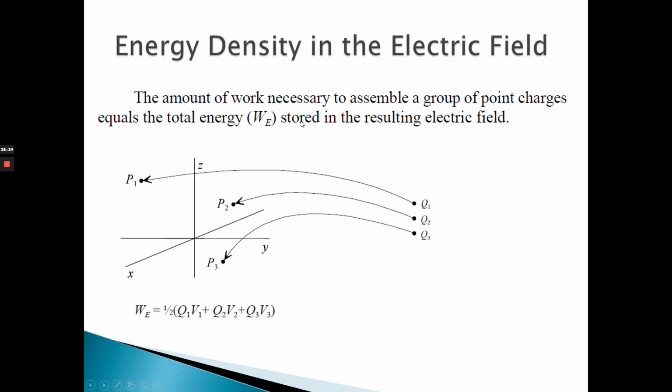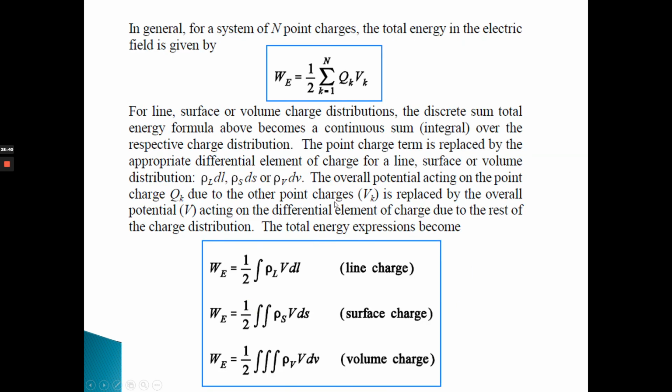Now we are not far from finishing our lecture. Energy density, the same way we can find it: W is equal to half of Q V1, Q V2 and Q V3. If there are 3; if it's infinite, then it is up to n. And here for the line charge, this is the integration way to find the total energy. Similarly for the surface charge and the volume charge, we do double and triple integration respectively with ρs and ρv.